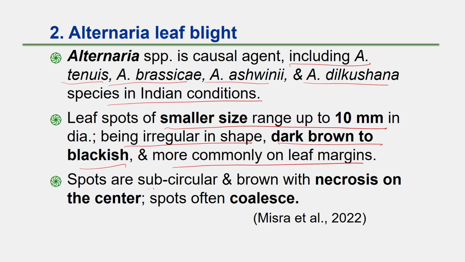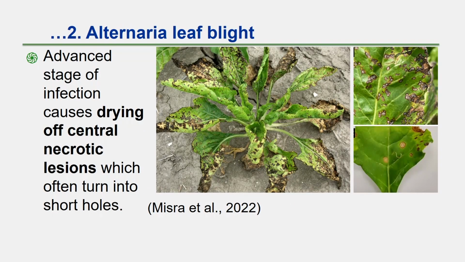Spots are subcircular and brown with necrosis in the center. Spots often coalesce. Advanced stage of infection causes drying of central necrotic lesions. So, you can see this complete drying can occur.